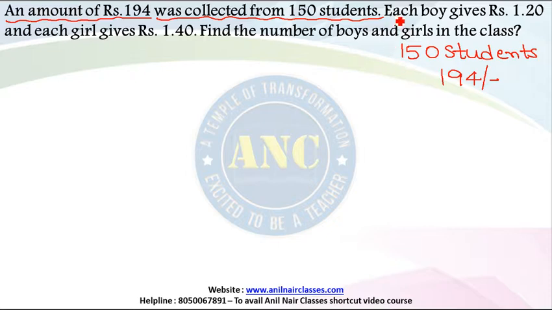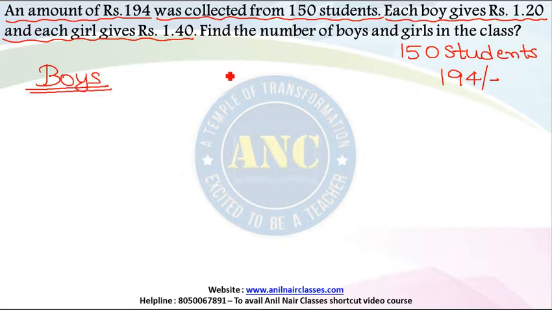Second statement. Each boy gives 1.2 rupees and each girl gives 1.4 rupees. Now see here. There are some boys in the class. I don't know how many of them are boys. And there are some girls in the class. Again, I don't know how many girls are there in the class. Totally boys and girls combined together is given in the question as 150 students.